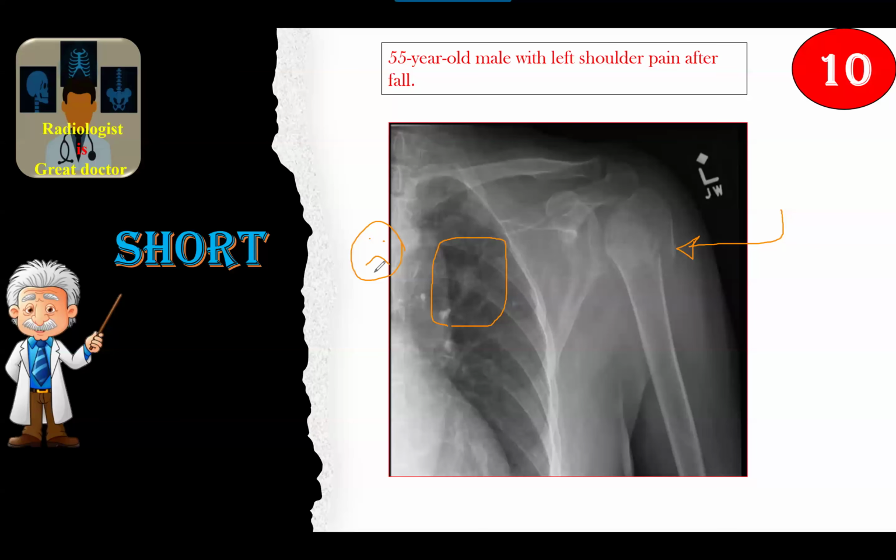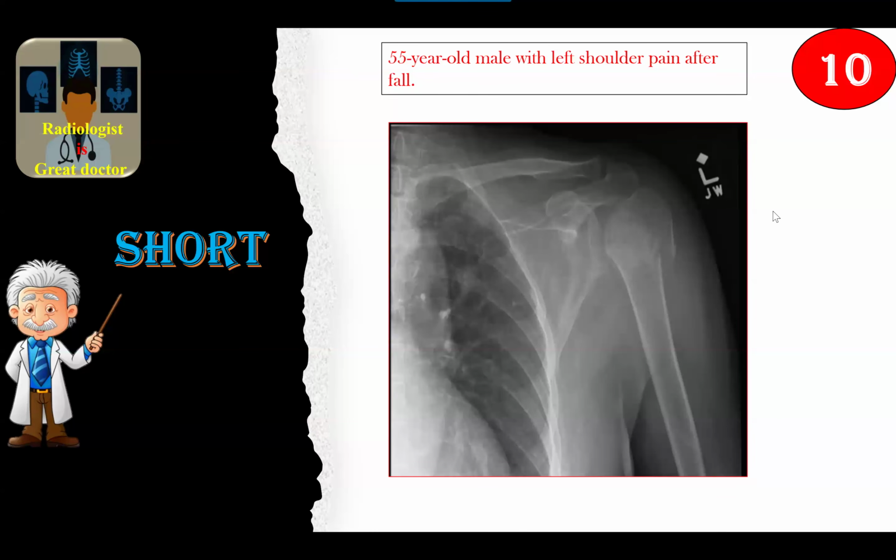Correlate with the previous history. Okay, and now I can appreciate an opacity in the left lung field, which is spiculated with ill-defined margins. So for which I would like to further investigate.